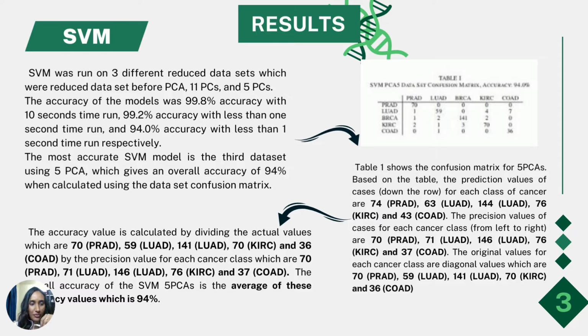Now we'll look at the results for SVM. SVM was run on 3 different reduced data sets, which were before PCA, and with 11 PCs and 5 PCs. The accuracy of each model was calculated: 99.8% accuracy with 10 seconds of run time. The second was 99.2% accuracy with less than 1 second run time, and the third was 94% accuracy with less than 1 second run time. So the most accurate SVM model was the third data set using 5 PCA, which gives an overall accuracy of 94% when calculated using the dataset confusion matrix.